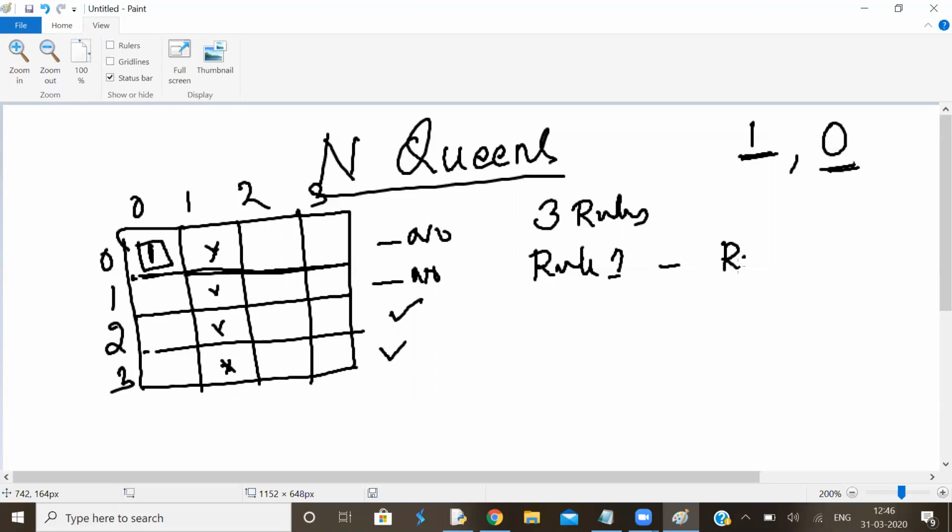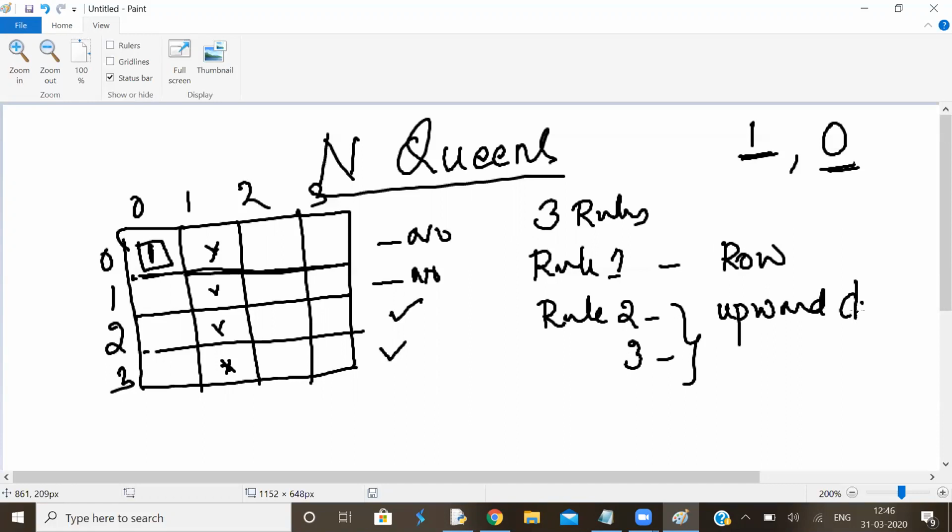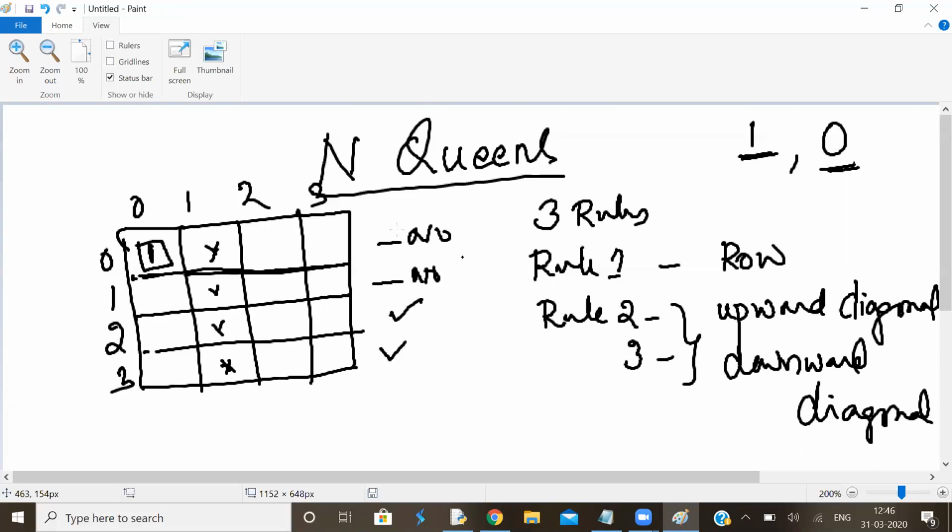Number one, check the row. Number two, check the upward diagonal. Number three, check the downward diagonal. Okay. We'll explain the rules one by one.